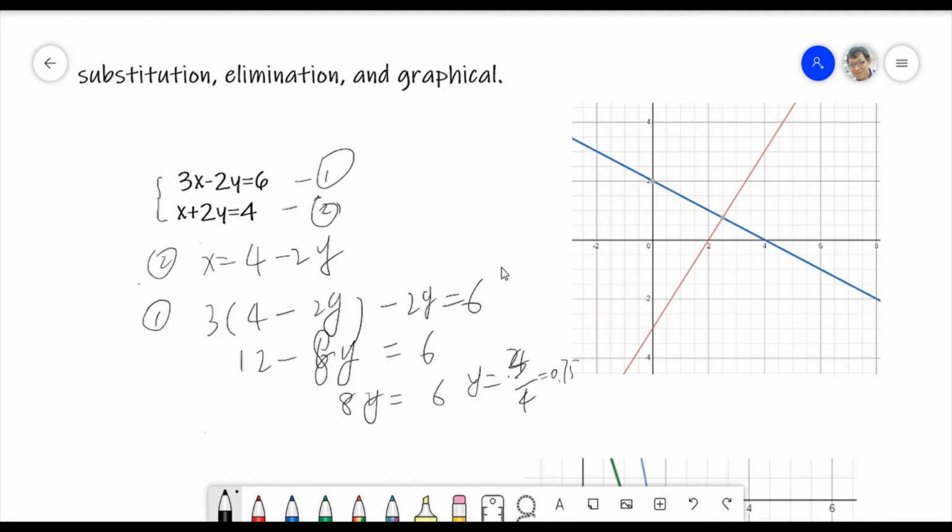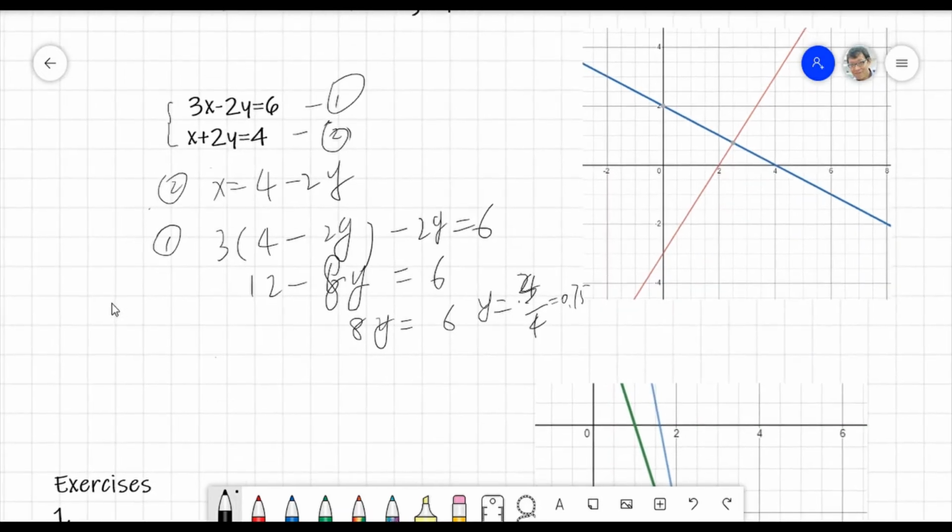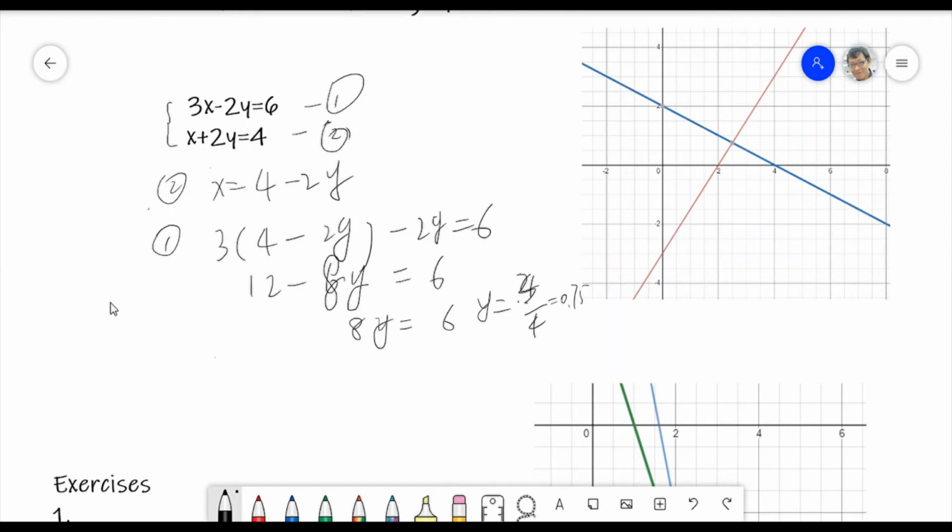Let's see the y value here. Yeah, that's right. So if you know y, definitely you know what x is. You can put the y into either equation. For example, I take equation 2: x plus 2 times 3 over 4 equals 4. So x equals 4 minus 3 over 2, so it equals 2.5. Let's see if that x is right. Yes, exactly, right? So now we have used substitution.